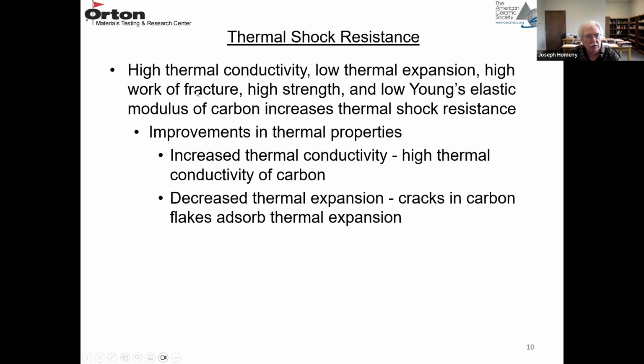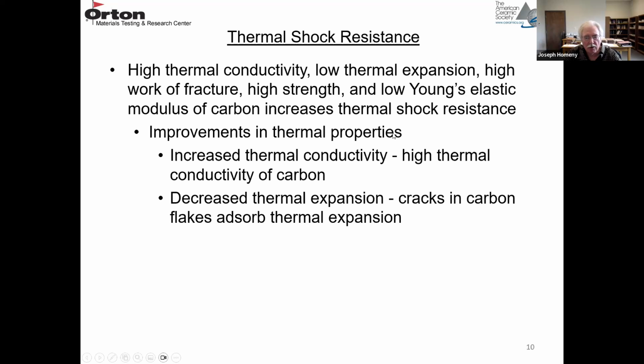High work of fracture, so a situation where it's difficult to propagate a crack. It takes a lot of energy to propagate a crack to keep it moving. High strength, low Young's elastic modulus. All of these, because of the carbon present, increase the thermal shock resistance.